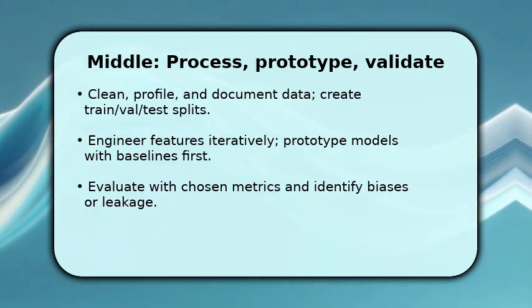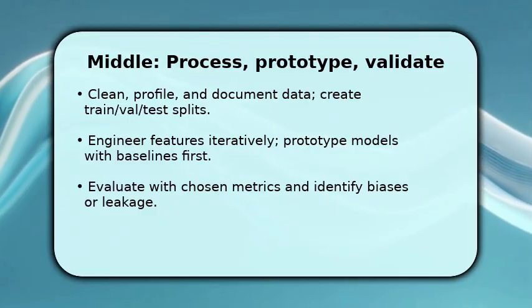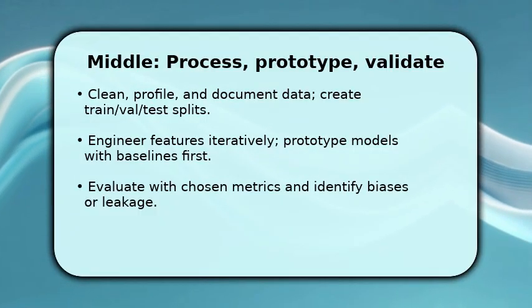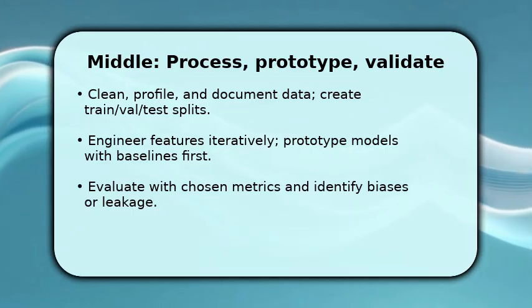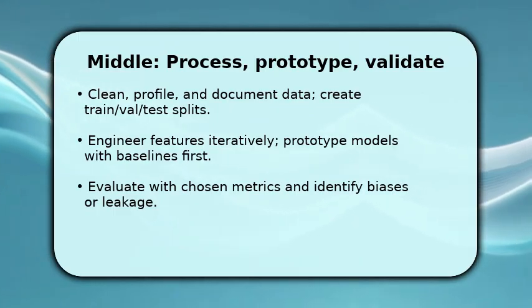Once prototypes run, validate them using consistent train/validation/test splits and the metrics defined earlier. Make sure to check for leakage and demographic bias. Diagnose errors and iterate on features or models until validation performance stabilizes.